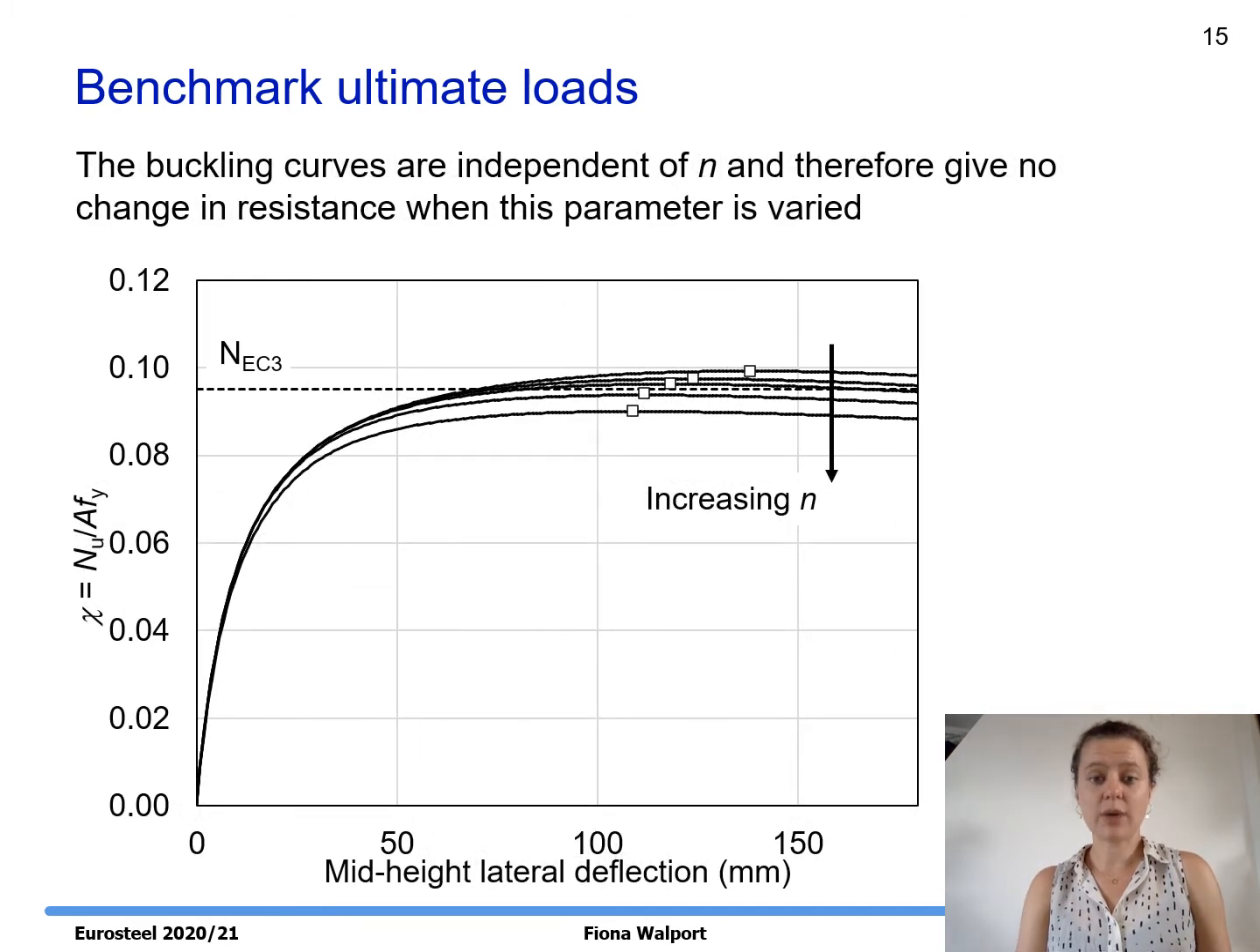A similar shortcoming is shown in this figure for the stainless steel buckling curves, but this time in relation to changes in the strain hardening exponent N. Although in practice there are different values of N for different grades of stainless steel, the buckling curves are independent of N and therefore give no change in resistance when this parameter is varied. This is, of course, at odds with the real observed behaviour.